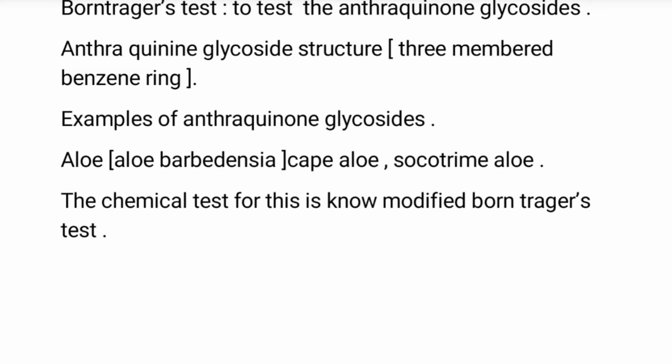Okay, and the chemical test done for this is the modified Borntrager's test.